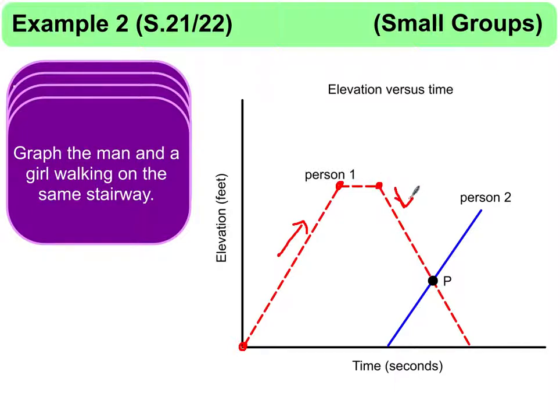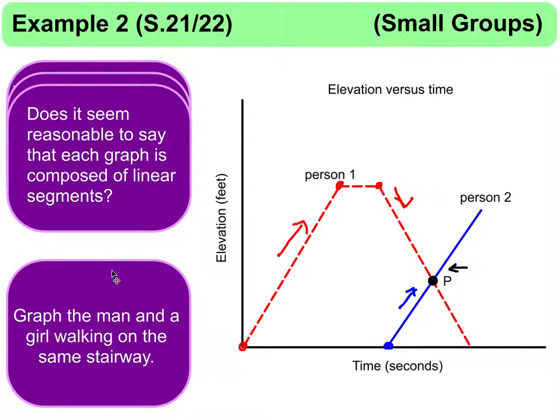And on his way down, his daughter, which starts at this point in the video, this many seconds past the original starting time, begins to go up the stairs. Here we have point P, the location where they're at, same point on the stairwell where dad is going down and daughter is going up in that particular direction.